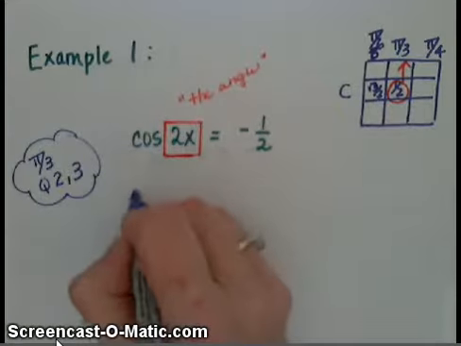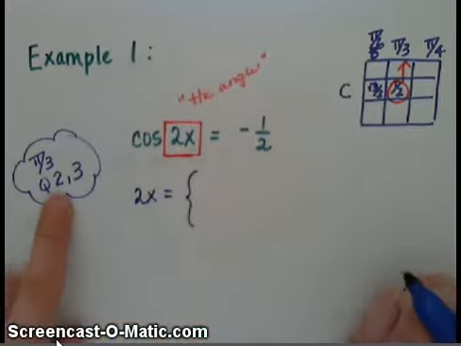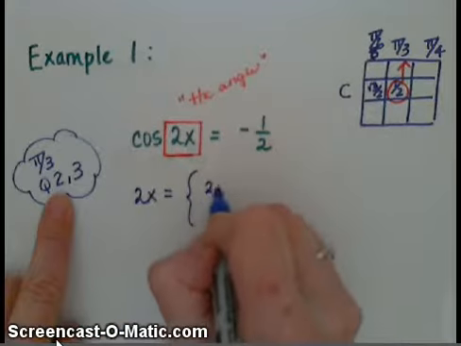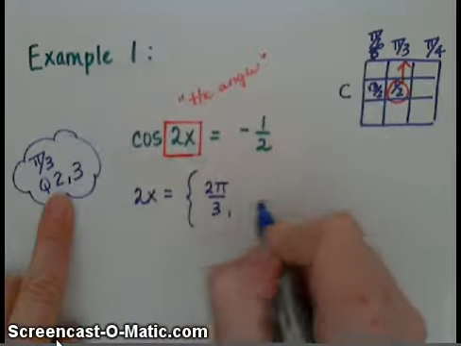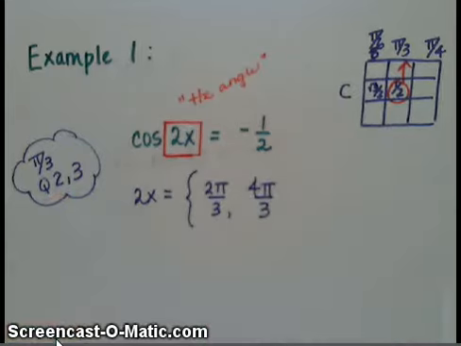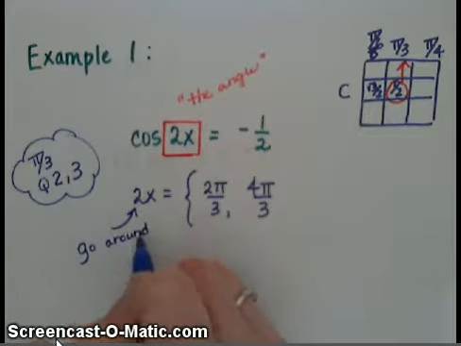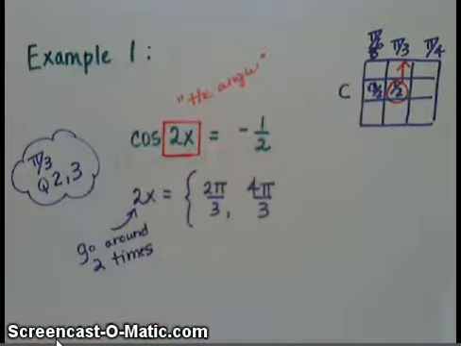So nothing's different, except right here I'm going to say 2x is equal to, and the pi over 3 in quadrant 2 is 2 pi over 3. And in quadrant 3 is 4 pi over 3. So far everything's exactly like what we usually do. Now, if this is a 2, you have to go around the circle 2 times. Okay, now if it had been 3x, we would have gone around 3 times. If it was 4x, we've gone around 4 times.